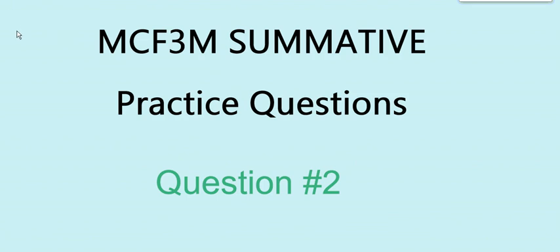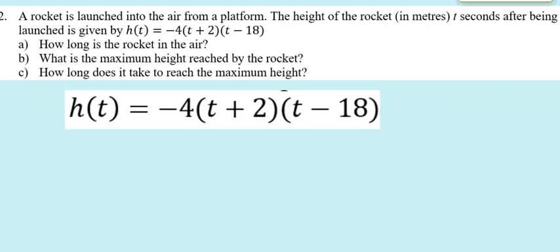This video is for MCF 3M students who are working on the summative. From the practice questions in preparation for the summative, this is question number 2. The question says, a rocket is launched into the air from a platform. The height of the rocket in meters, t seconds after being launched, is given by this equation. And then there's some questions I have to answer.